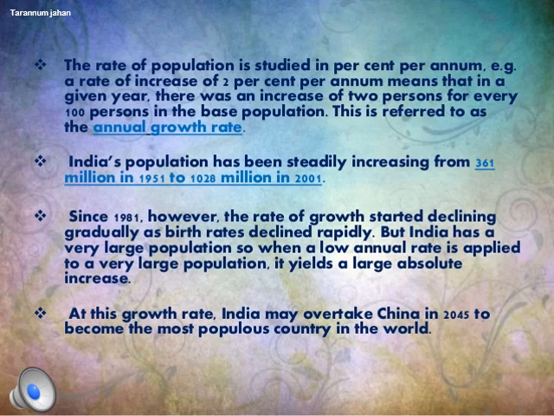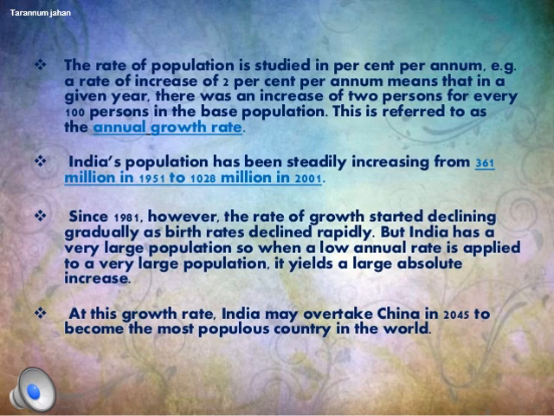For the annual growth rate, or percentage change per year, we calculate the rate of population growth in percentage per annum. Like, this year it has increased by 2%, or it has increased by 3%. How do we say 2%, 3%? We calculate it with a formula. What is this formula? Present population minus past population, divided by past population, into 100. You will get the annual growth rate.